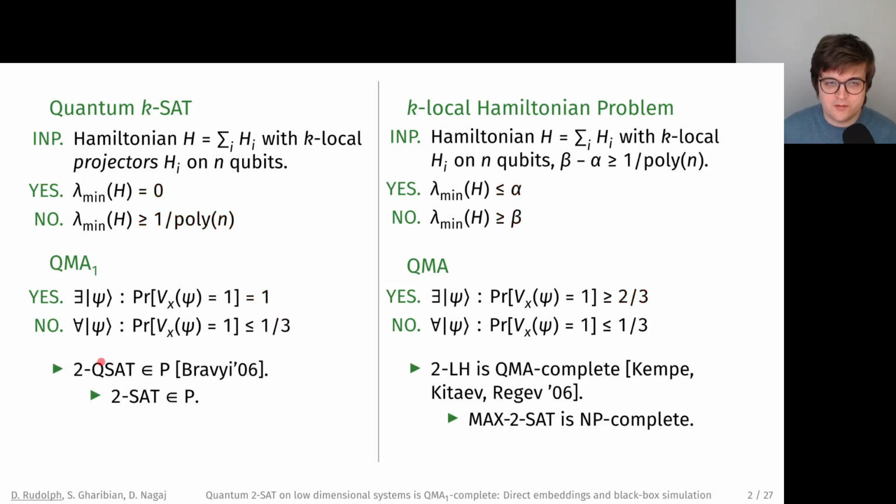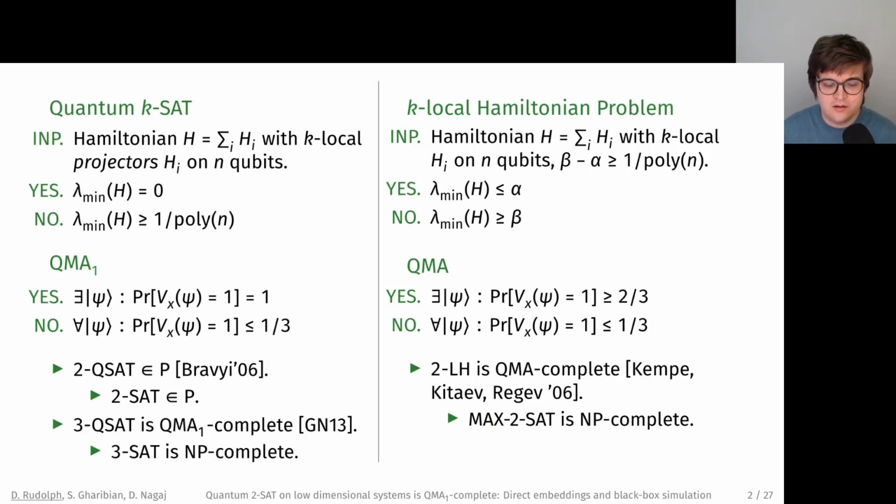And the complexity of the problems is in P for 2-QSAT, shown by Bravyi, whereas the 2-local Hamiltonian problem is already QMA-complete by Kempe, Kitaev, and Regev. And classically, we have also, of course, 2-SAT in P, and Max-2-SAT is NP-complete. And Max-SAT can be regarded as the classical version of the local Hamiltonian problem. 3-QSAT is QMA1-complete by Gosset and Nagaj, and 3-SAT is NP-complete, of course.